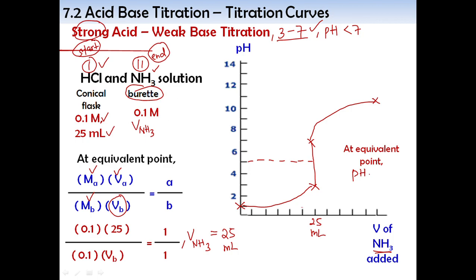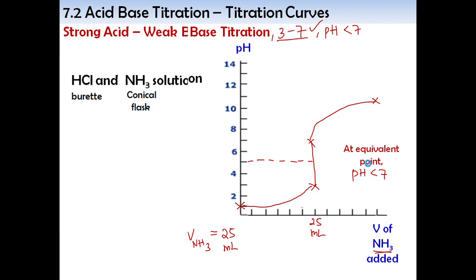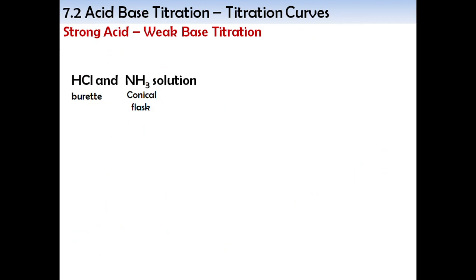Jangan tulis pH sama dengan 5 tau. Because we don't know the exact value. So, simply tulis pH less than 7. Dah siap for our titration curve. Boleh? So we move to the next example. So I hope that you draw bersama-sama dengan saya, okay?